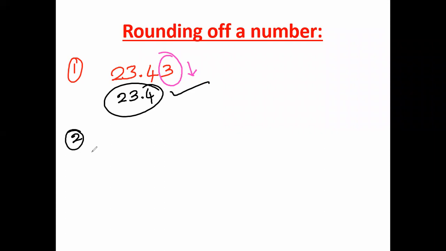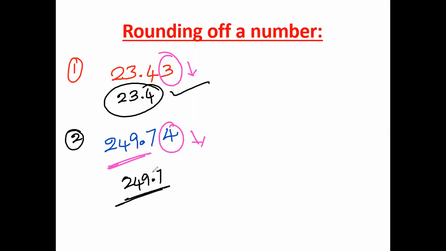Then if I take 249.74 and drop up to the 4, whenever I drop the 4 there is no change in the preceding digit. That will be 249.7 only.